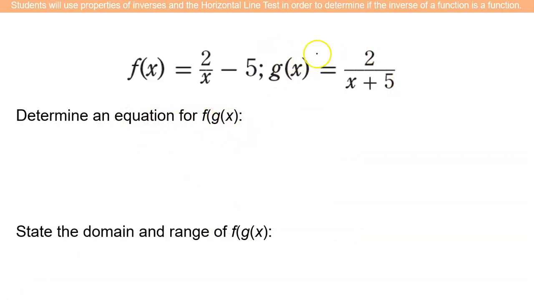So we're going to take the g function and put it into the f function. This is going to look ugly, but it is what it is. So we're going to have 2 divided by 2 divided by x plus 5, minus 5. So that is our f of g of x. All right, so right here, I see this is fraction division, right? So that tells me I really have 2 times the reciprocal.